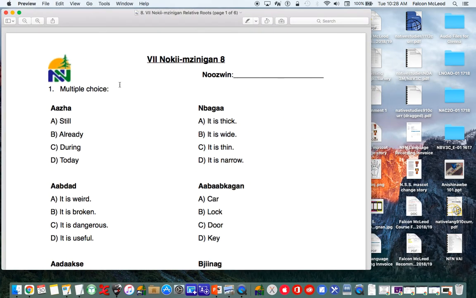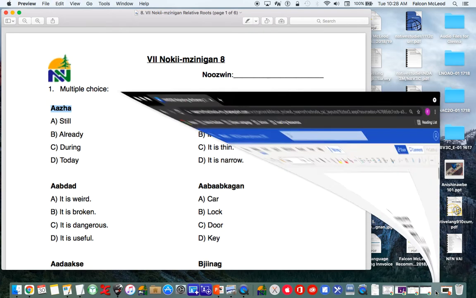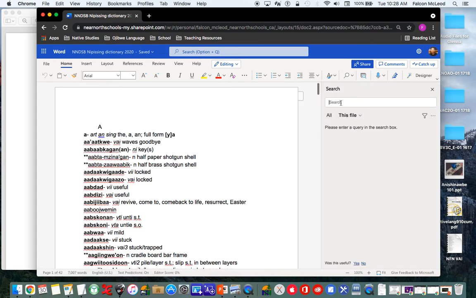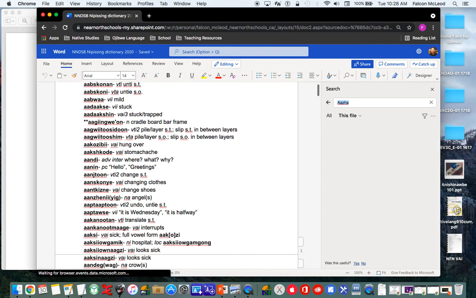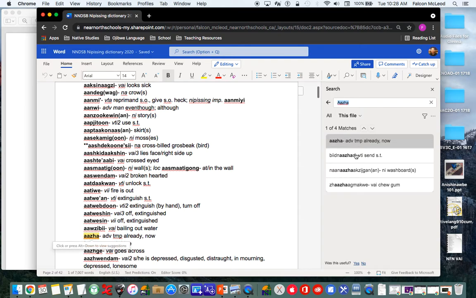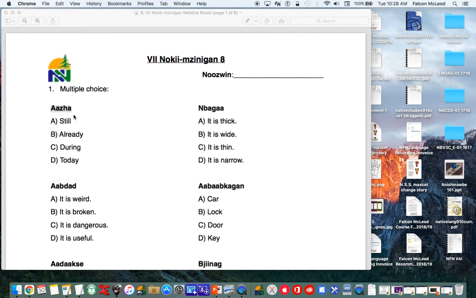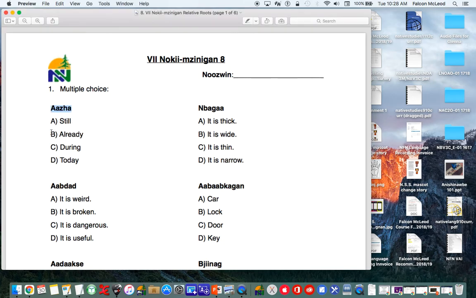And so we have multiple choice for our first one here. So aja, if you don't know what it means, we can always look it up in the dictionary. Command copy. Click the magnifying glass, command paste, hit enter. Aja means already or now. So still, there we go, be already.